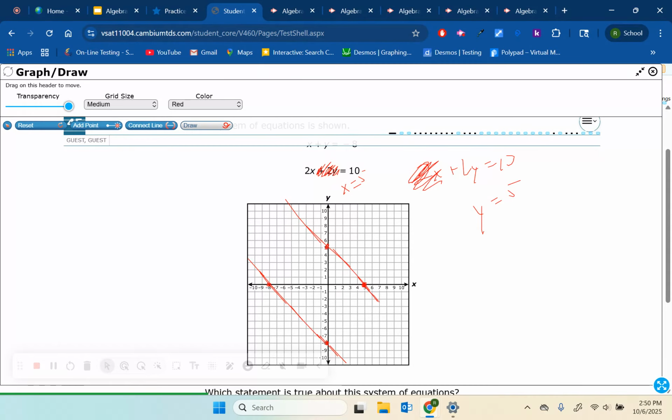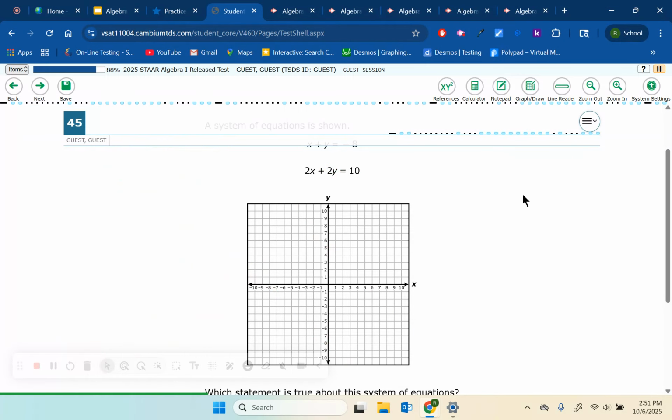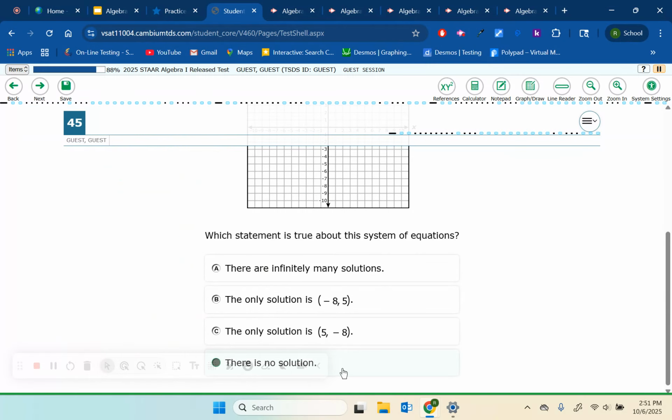And check that out. At no point will these guys ever meet. Solved for y, the first is y equals negative x minus 8. And the second, 2y equals negative 2x plus 10. Divide by 2, divide by 2, divide by 2. Y equals negative x plus 5. I got two graphs with the same slope, different y-intercept. If I graph them on my calculator, they're never going to touch. So I know already that this one has no solution.